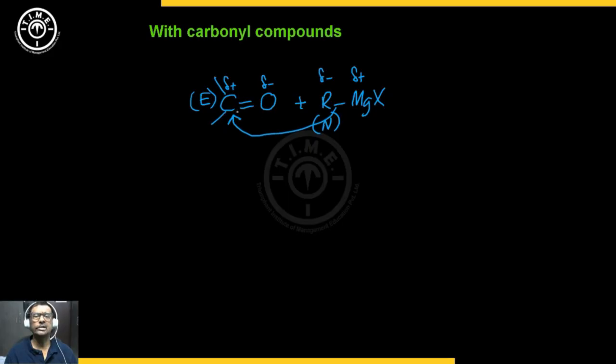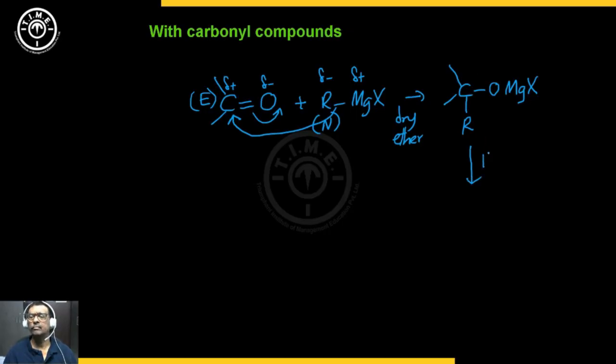The moment R hits this carbon, this pi bond is broken and we are going to have C with the R here and the MgX attached to the O. All these things will happen under dry ether conditions. Now the moment you have this compound, we can add water. When you add water, what is going to happen? This bond is going to break. On this side you have hydrogen, on that side you have OH. Because O is negative, it will take up the H plus, and Mg is positive, so it will take up the OH.